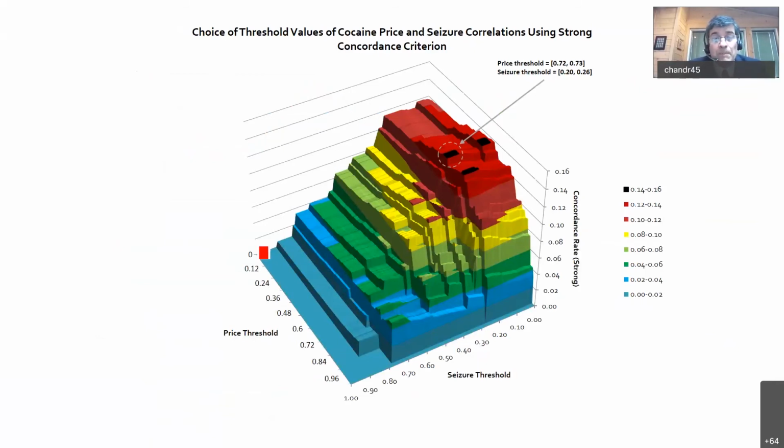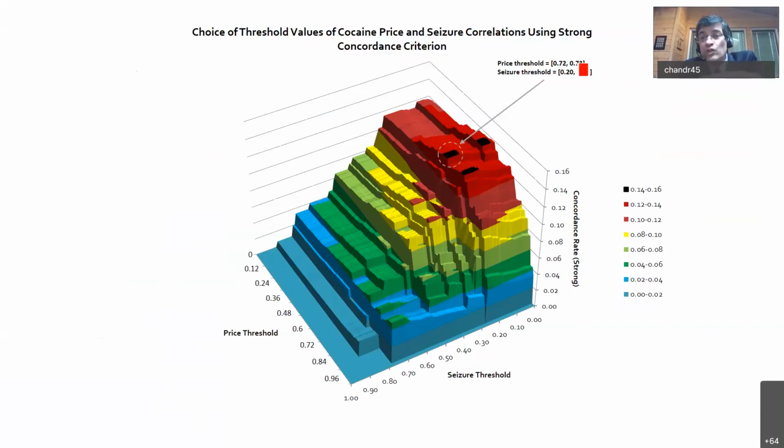For each possible pair of those correlations, we create an inferred list and we compare it with the anecdotal list. So now we do it 100 times 100 times. That's 10,000 different pairs of price and seizure correlations. And for each one, we crank out an inferred list, and we compare each of those 10,000 lists with our anecdotal list. And we pick the pair of correlations. In this case, it's actually a bunch of them. It's a bunch of intervals for which the inferred lists are maximally or most concordant with the anecdotal list.